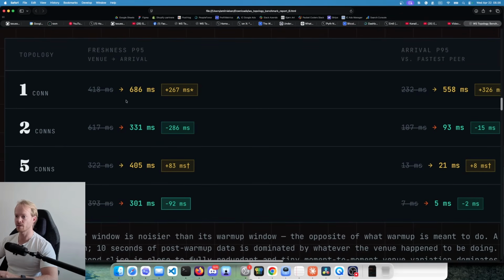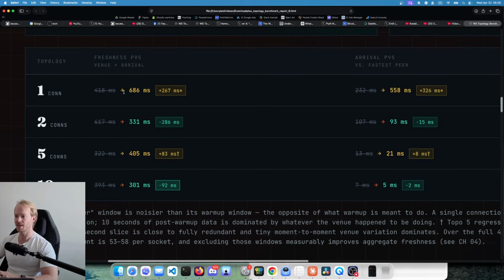So this is again the latency, or the freshness. You can see here it fluctuates a little bit. So with 1 connection here, it actually increased for some reason in my test. Now in the other test I did, this one, it kind of fluctuates. So I think we would get more reliable data if we ran this test for say 24 hours.